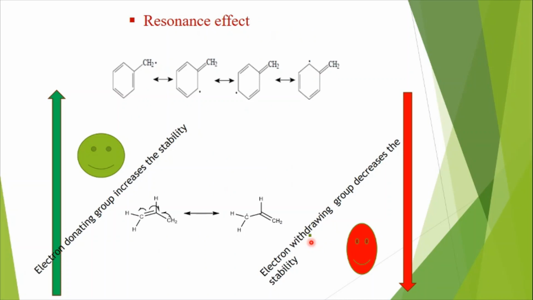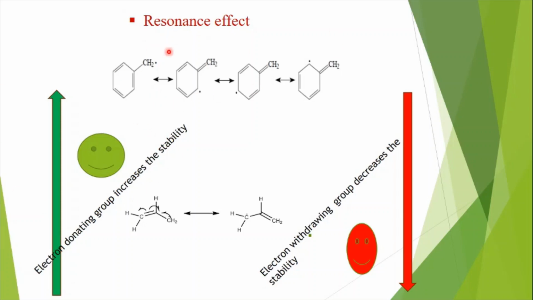Next point is resonance effect. In free radicals where the carbon center is in conjugation with the double bond, here your free radical is in conjugation with the double bond. The resonance effect leads to stabilization of this molecule. The stabilizing effect of vinyl in allyl radical and phenyl group in benzyl radical are significant and can be satisfactorily explained by resonance. Allyl and benzyl radicals are more stable than alkyl radicals.